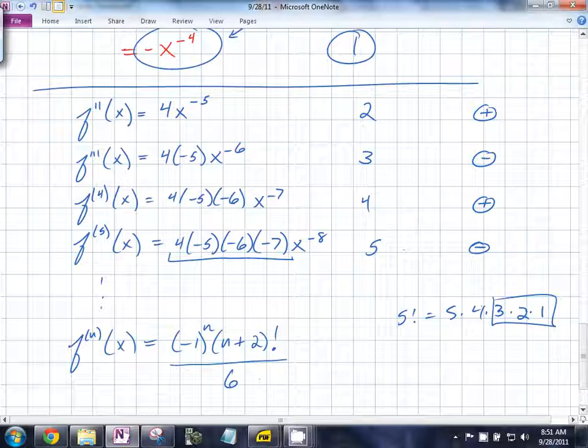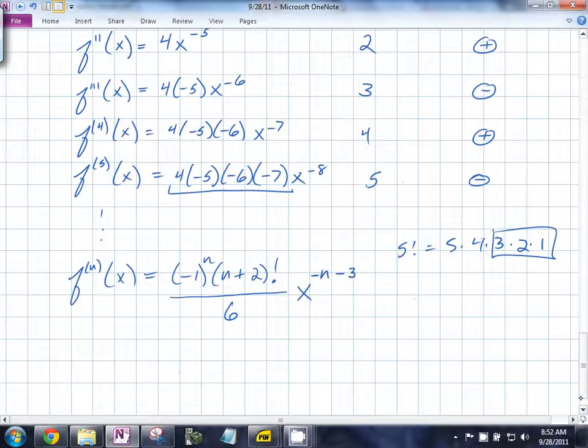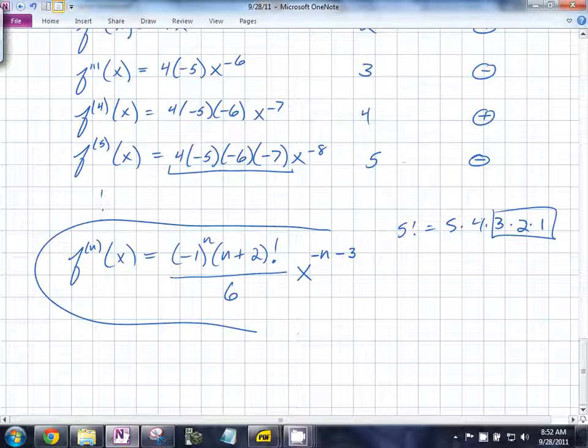Okay, and what power is it? X to the what? 5 to -8, 4 to -7, 3 to -6, 2 to -5. Negative n minus what? 3. -5 minus 3 is? -4 minus 3 is? There it is, right there. There's the nth one, because if we wanted the nth term, that's what we could plug it into. This is the explicit formula, because all you need is n. The implicit one would be you need all the ones before it.